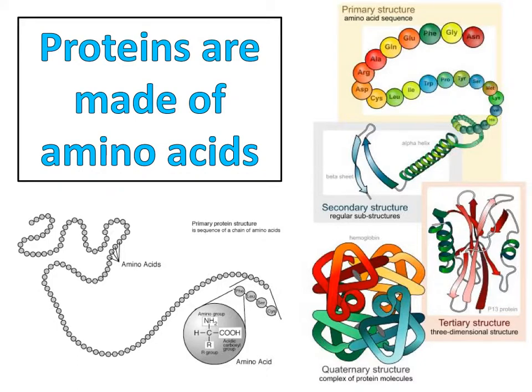Proteins are made of amino acids. So question 1 in your notes, what monomer are proteins made from? And your answer, number 1, would be amino acids.